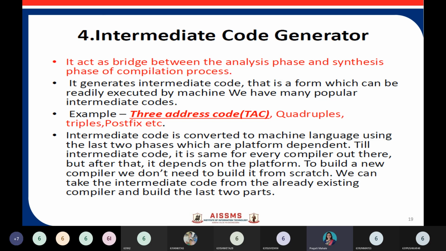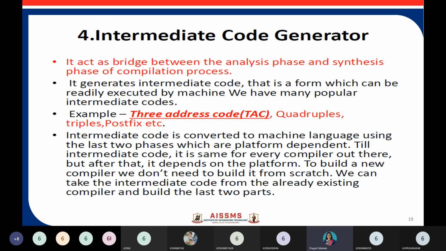That is a form which can be readily executed by the machine. So these are the various forms of intermediate code. The intermediate code is ready to be converted into machine language using the last two phases, which are platform dependent. So this is the fourth phase. We have a total of 6 phases in compilation, right?